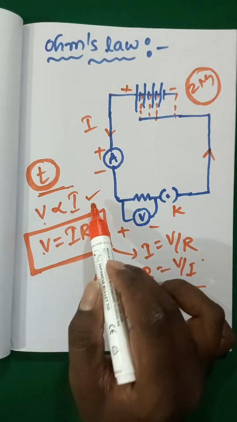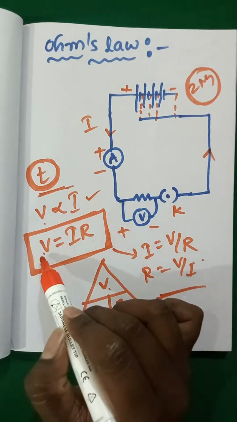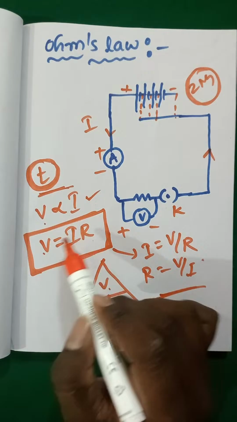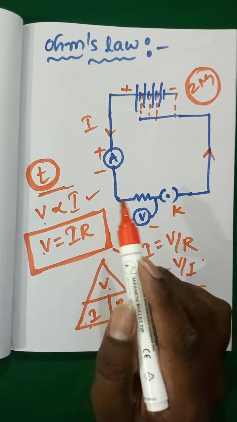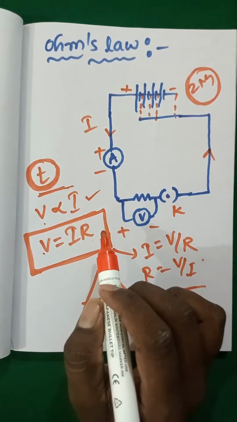V is directly proportional to I, V equal to IR. So that is nothing but Ohm's law. That is the definition. So now the activity.